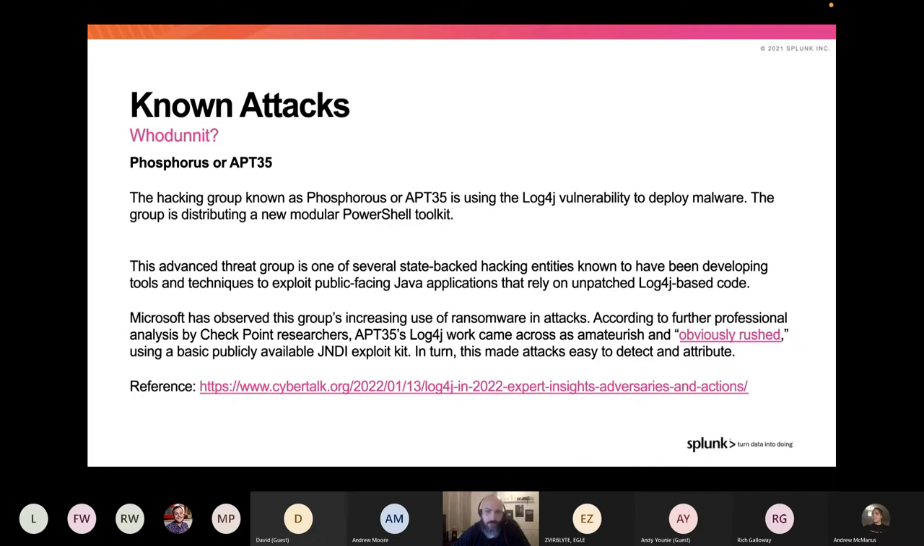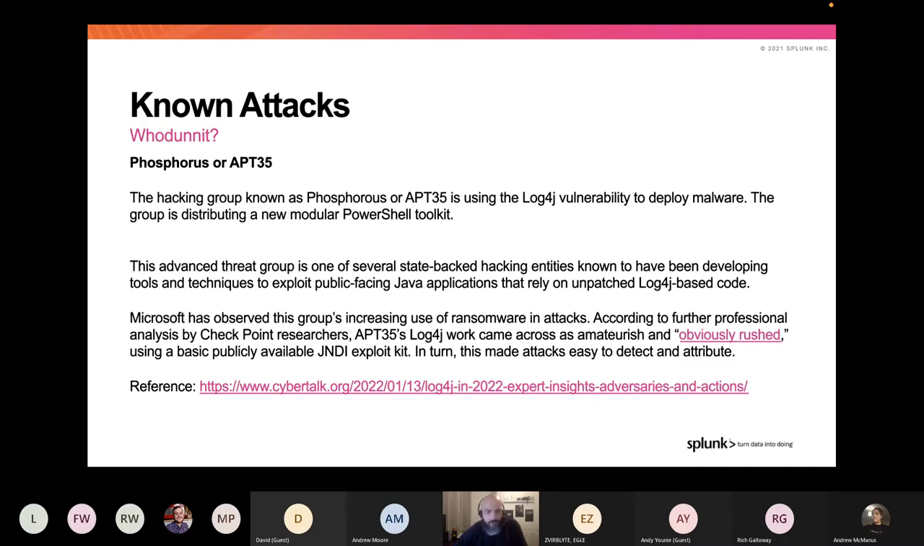So APT35, a state-backed group, used it to deploy malware, distributing a new modular PowerShell toolkit. Once the word's out, these groups are probably already way ahead of the game, developing tools and techniques to exploit any unpatched Log4j code. That's why there was a huge, monumental effort over Christmas last year to patch everything, because Log4j was everywhere, and in some places people probably weren't very aware of.